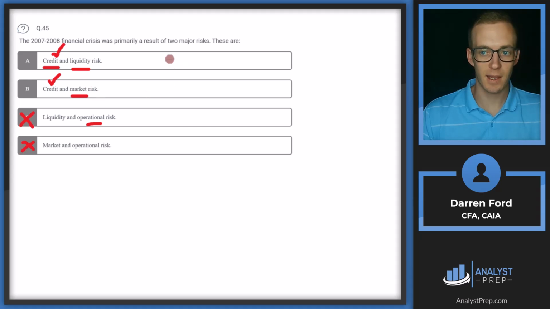And then the second risk that came into play, we're looking at liquidity or market risk. It came in the form of liquidity risk. The issue was so many banks were holding these subprime mortgages, and when the defaults started happening, they had no one to sell or trade them with. So the liquidity also caused those mortgage bonds to tank. So we can go ahead and rule out B, and we'll go with answer A, credit and liquidity risk, for the Great Financial Crisis.